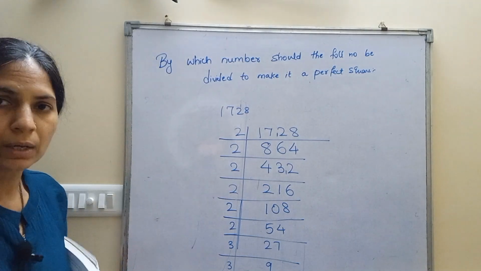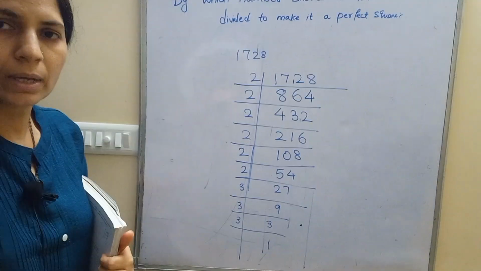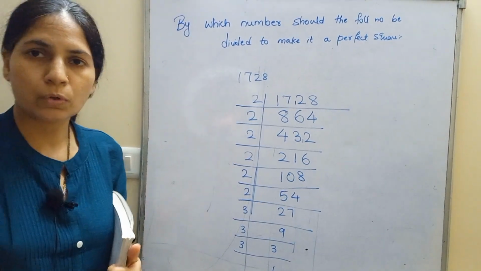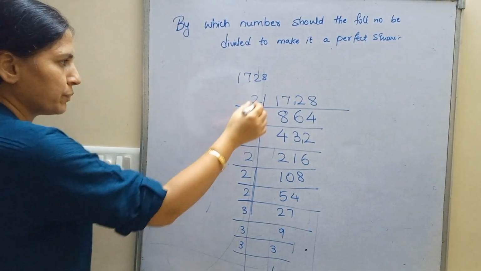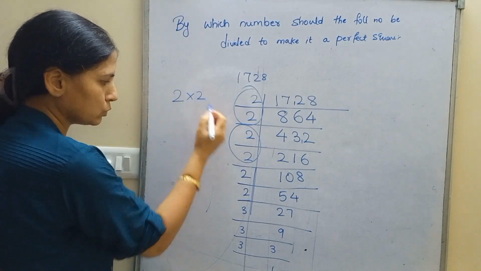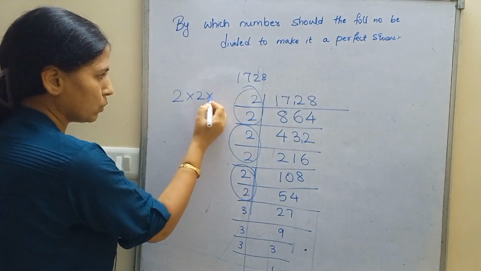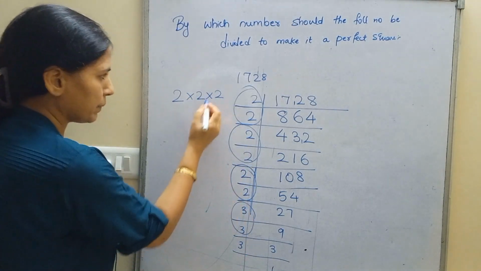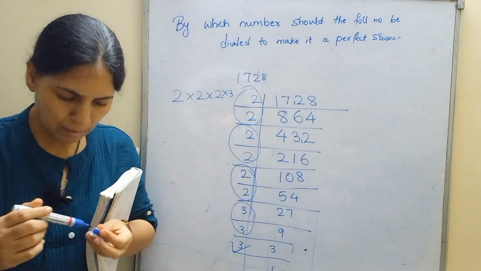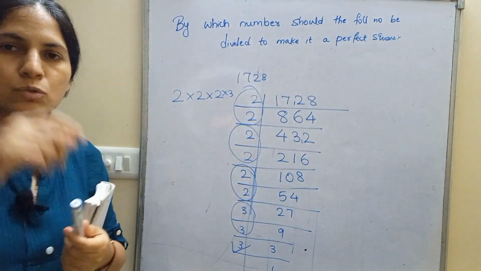So now since it is a square root, what you have to do is make pairs. Okay, see, a pair of 2, again a pair of 2, again one more pair of 2, a pair of 3, and 1 3 is left. So whichever number that remains has to be divided.